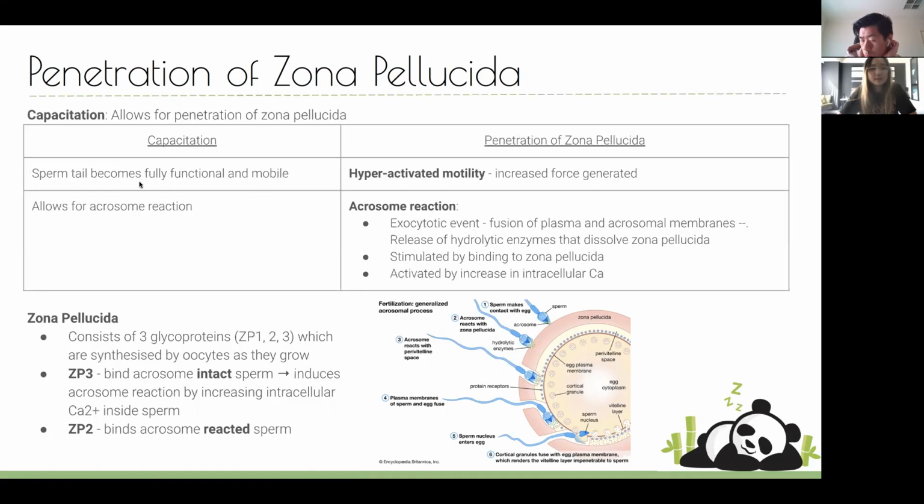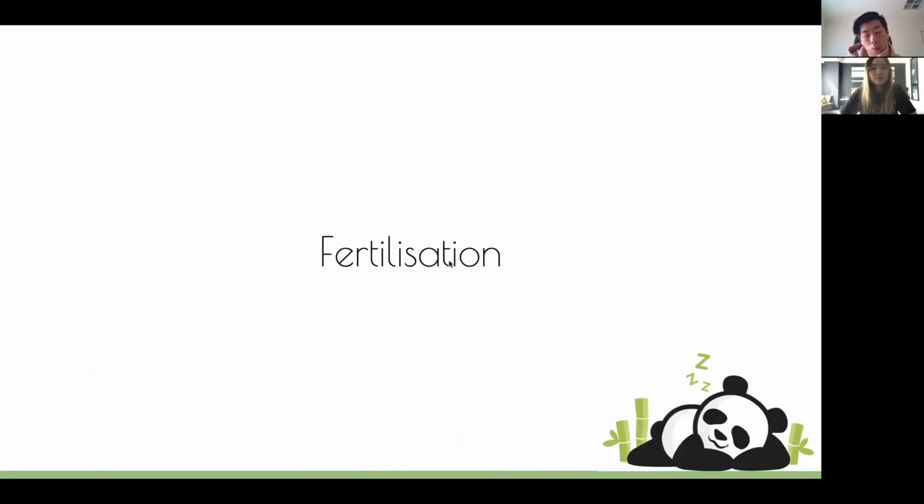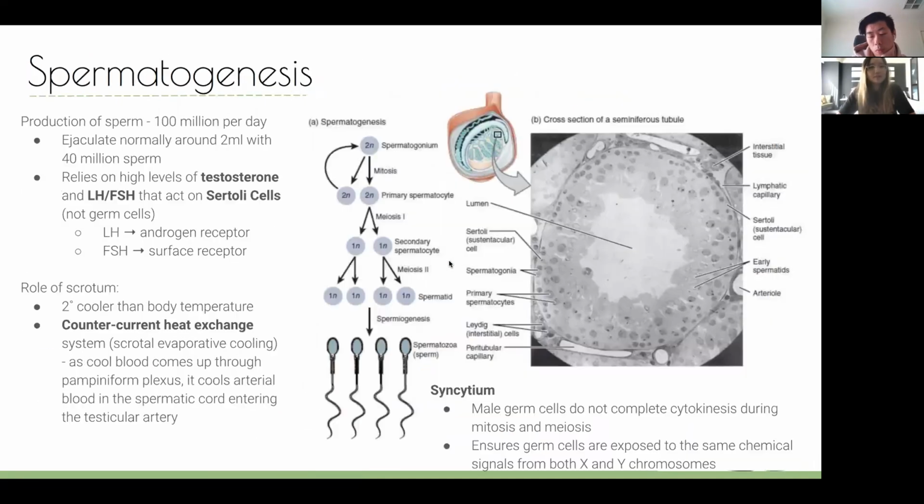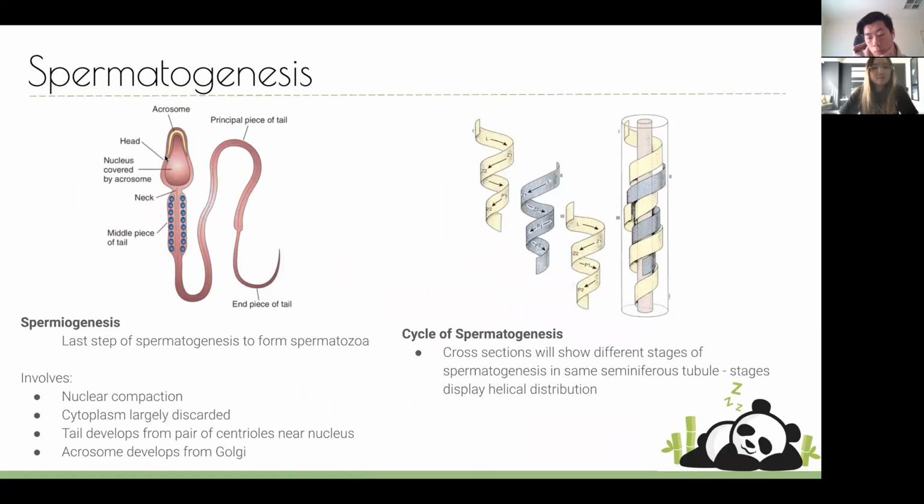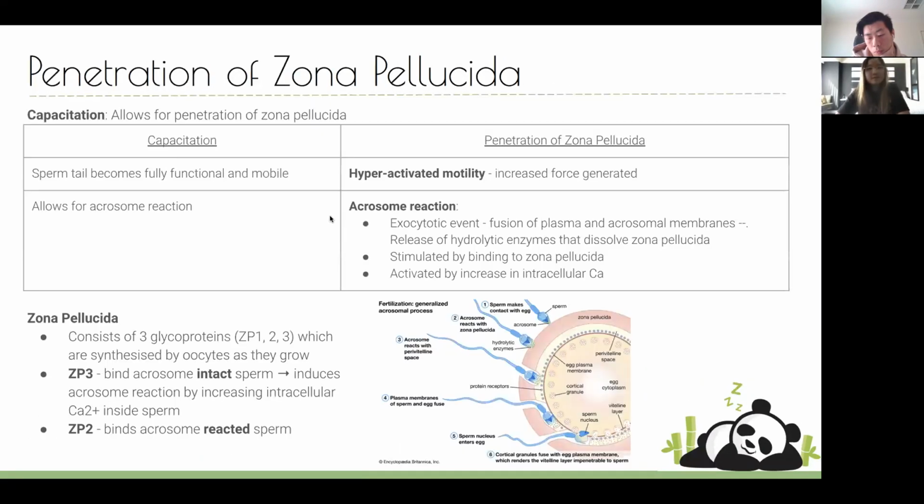Because the sperm tail becomes fully functional and mobile, you have hyperactivated motility, and that increases the force generation, which allows the sperm to penetrate. And then the acrosome reaction is also very important. Like we saw before, the acrosome is this top part of the sperm. The actual reaction is an exocytotic effect. It causes the fusion of the plasma and the acrosomal membranes, and it releases hydrolytic enzymes that dissolve the zona pellucida.